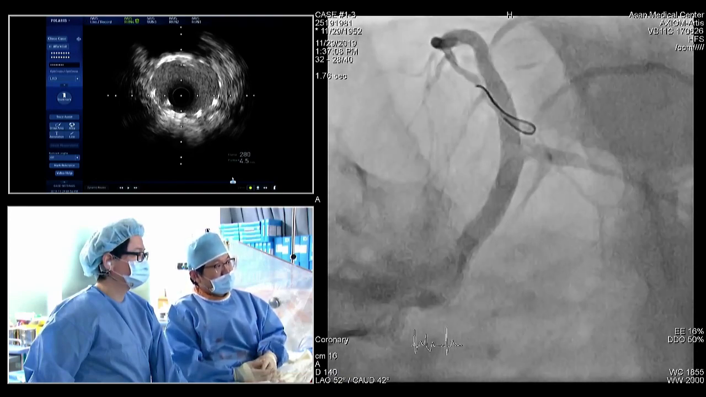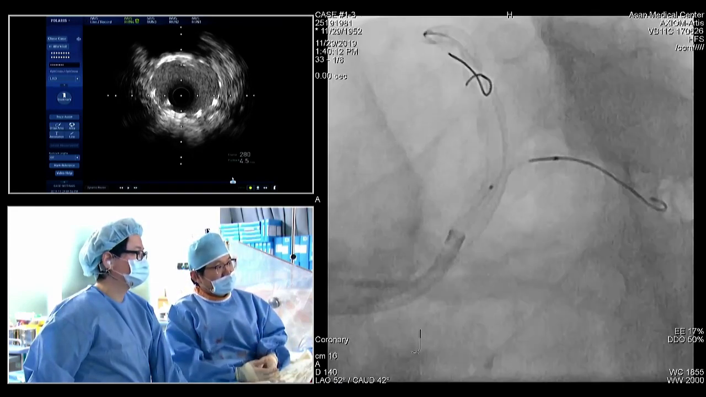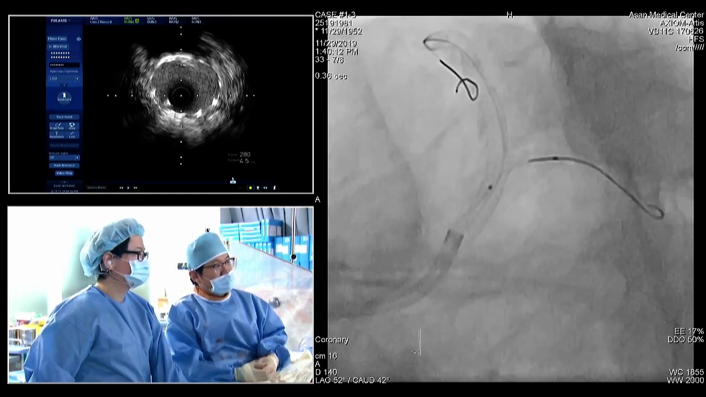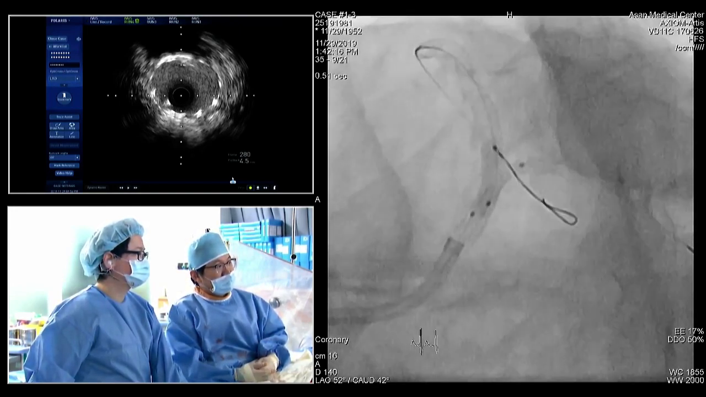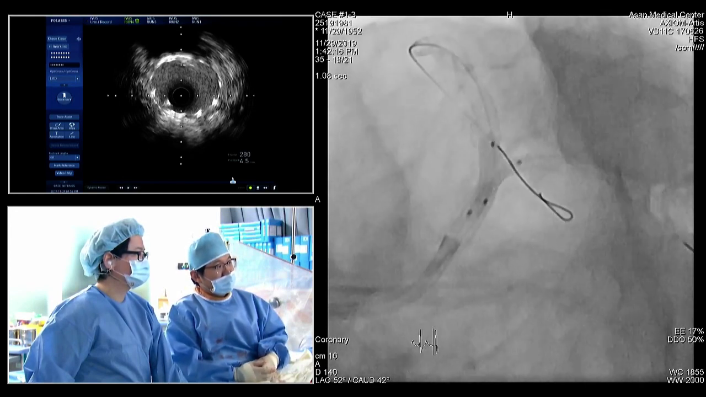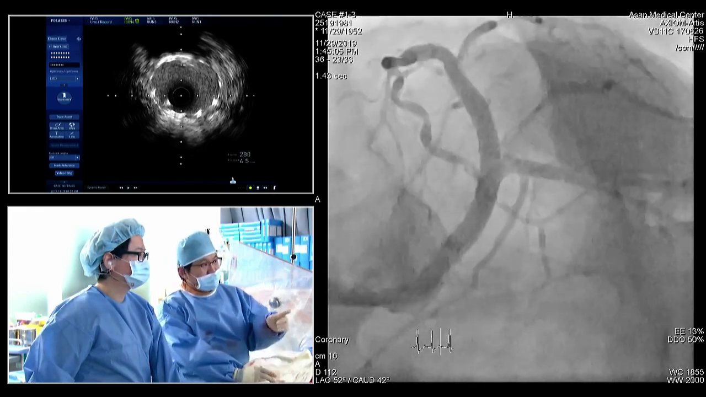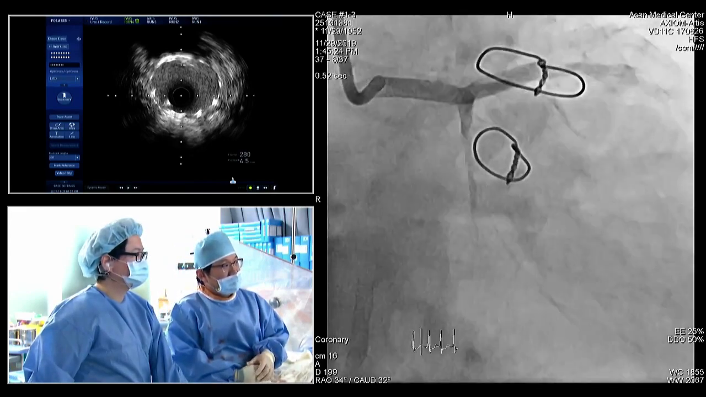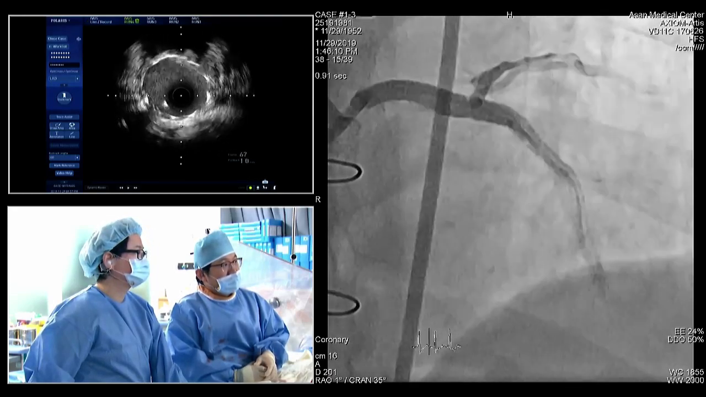After stent optimization from left main to the LAD, I inserted the wire to the circumflex. After the circumflex wire, I inserted a 2.5 compliant balloon. Next. This is the final kissing balloon. Next. LAD is 3.5, circumflex is 2.5. This is the final spider view. Next. This is the caudal view. Next. This is the cranial view.